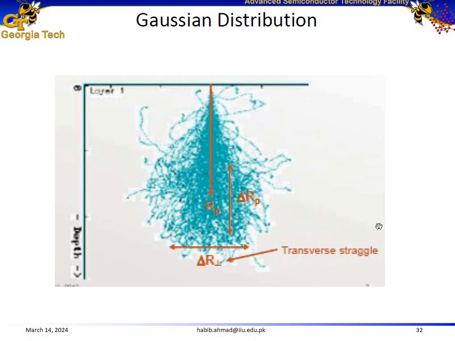Here is the Monte Carlo simulation of the ion implantation, and we can see the distribution of these implanted ions. The point where we see the peak distribution, the distance from that point to the surface is called the projected range. Then the distribution around the projected range in line with the direction of the ion implantation is called the projected straggle, and the distribution lateral or perpendicular to the direction of the ion implantation is called the transverse straggle.